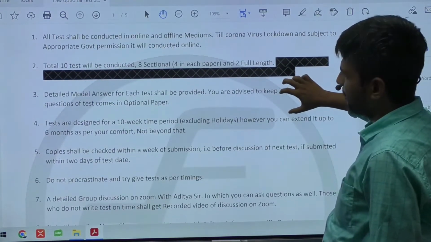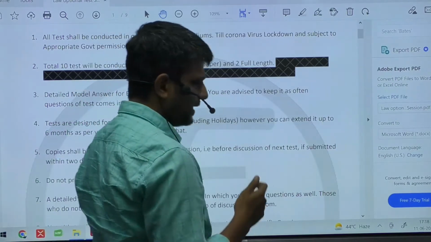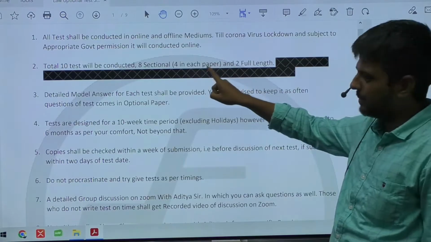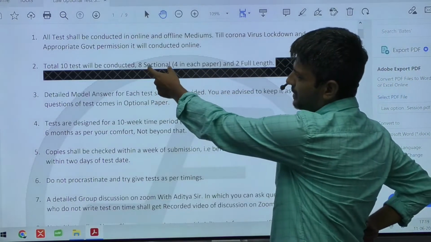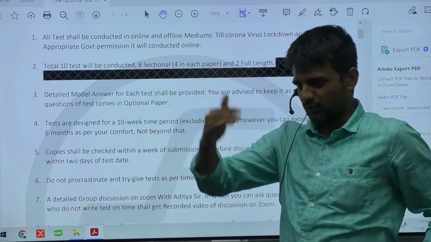The first is that we will have around 10 tests, and all of them will be full length. That is one thing that you must remember, that all the 10 tests would be full length. It seems like sectional, but it is the syllabus which is sectional, not the test itself. So it will be a complete full length, 8 questions, the whole thing.